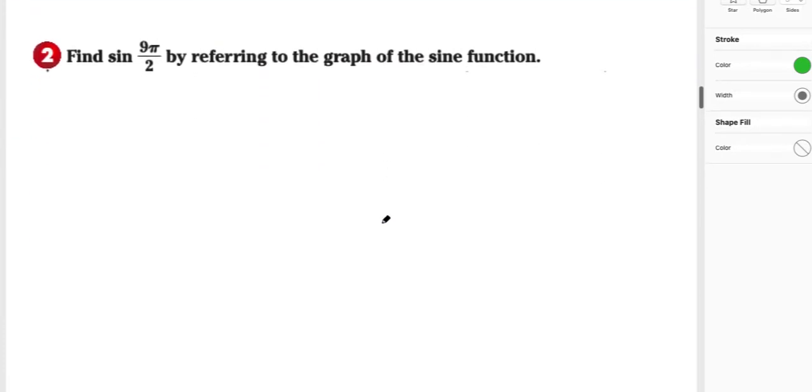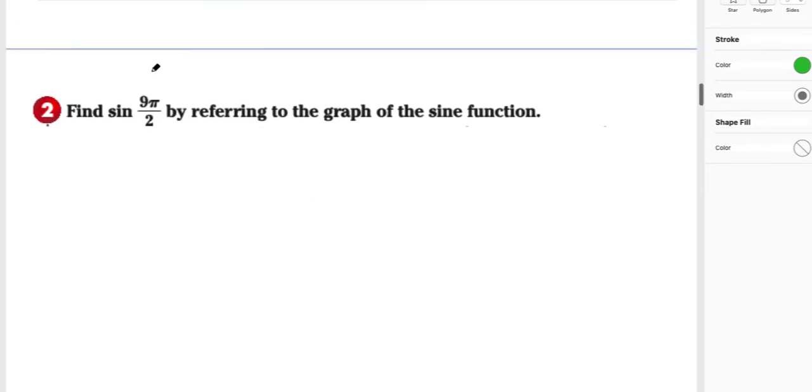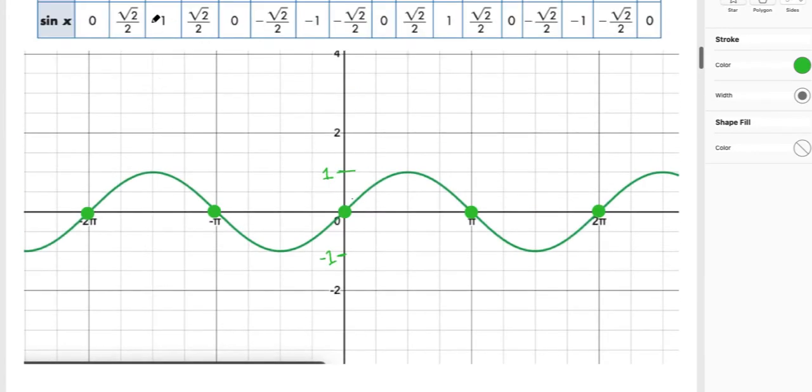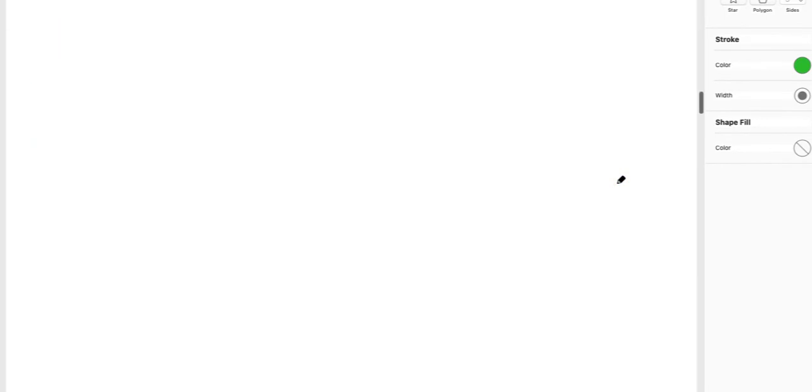Okay, so let's look at this next one. Find sine of 9 pi over 2 by referring to the graph of the sine function. So I'm just going to roll up to the sine function and see if we can consider that. 9 pi over 2 is going to be not on this graph. So how can we consider that?